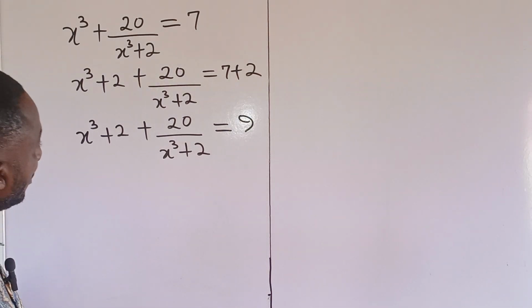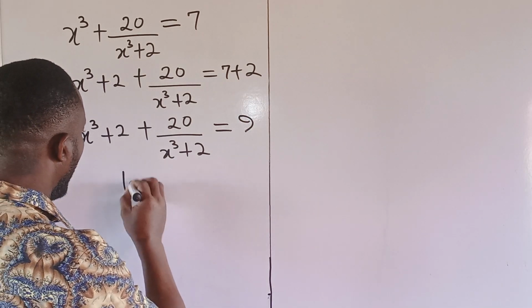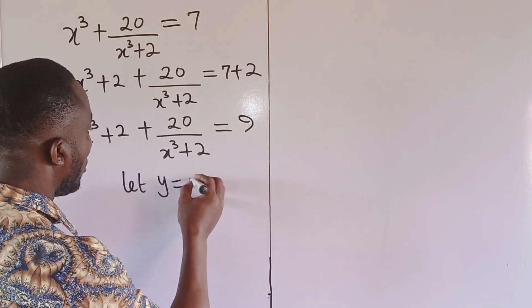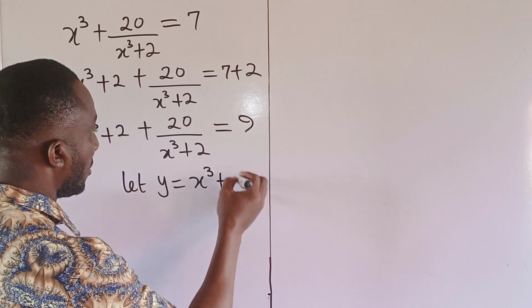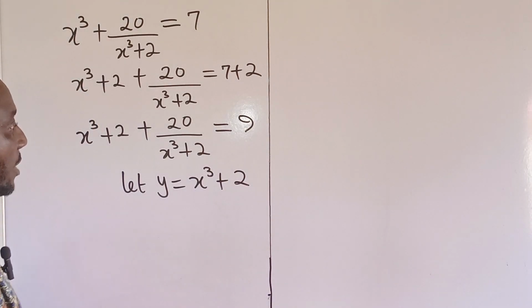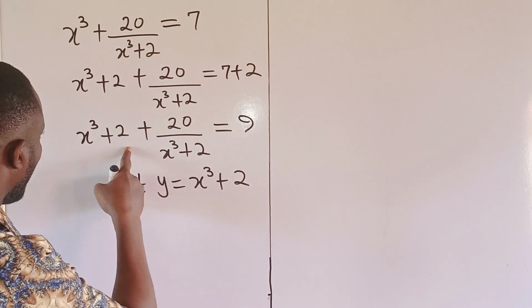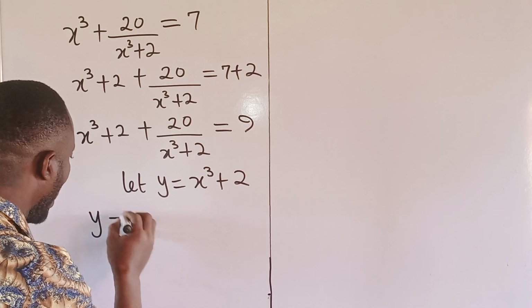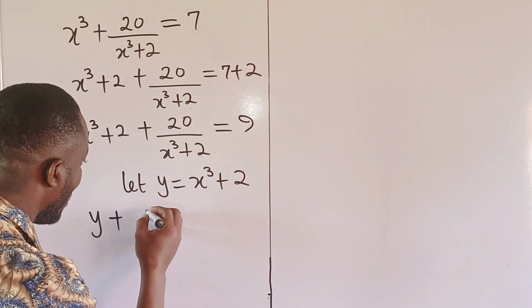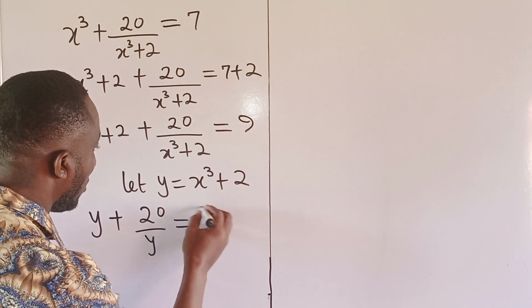So at this junction, we shall then make a substitution. I'll say let y equal to s cubed plus 2. So we shall then rewrite this equation in a more condensed form. So in place of s cubed plus 2 here, I will infuse y. Do the same here. We shall be having y plus 20 upon y, everything equal to 9.